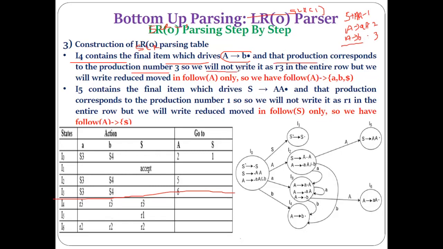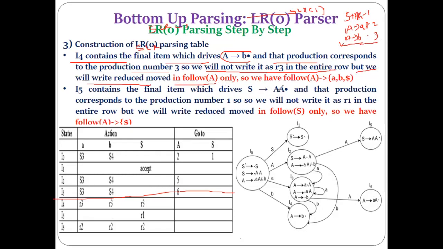So now we're not going to write R3 as a reduction entry in the entire row, just like we have done in case of LR0. But in case of SLR1, we are not going to make the entry of R3 in the entire row, but we'll make the entry of the reduce move in the follow of A. Why in the follow of A? Because this production number 3, its starting symbol is A. So we have to make the entry in the follow of A.